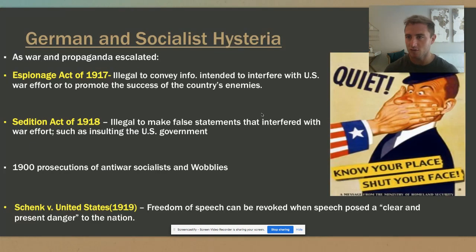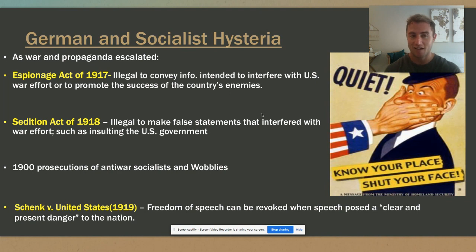And then there's still people that are going to speak out against the war. And so Congress is going to enact some laws that quite steeply infringe upon American civil liberties. The two laws: the Espionage Act of 1917 and the Sedition Act of 1918. The Espionage Act of 1917 says it is illegal to convey information that is intended to interfere with the United States war effort or promote the success of the country's enemies.